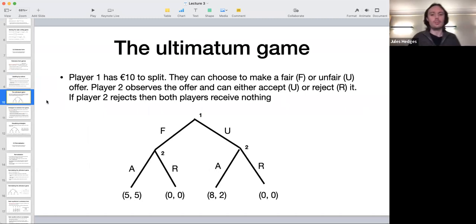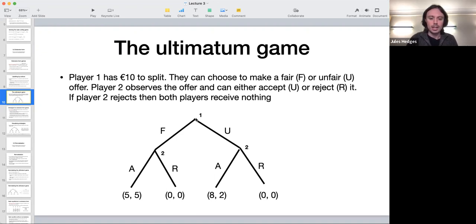So here's an example. The ultimatum game is a game where player one moves first. So here the root node is owned by player one, and player one moves first. And the game is that player one has to split a tenner.